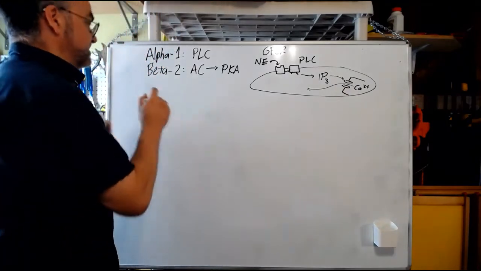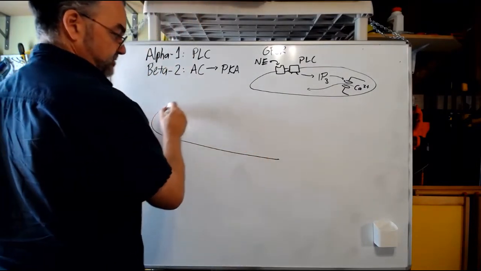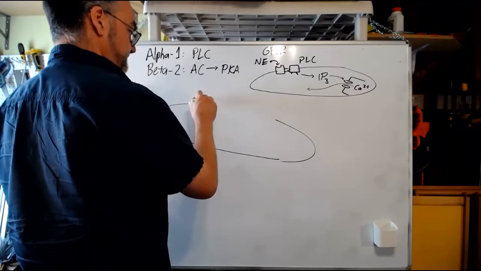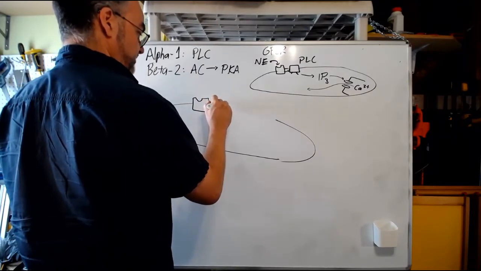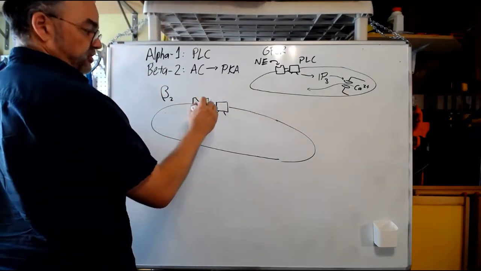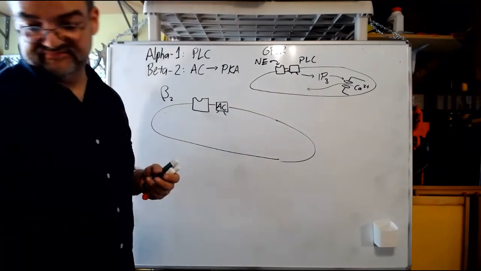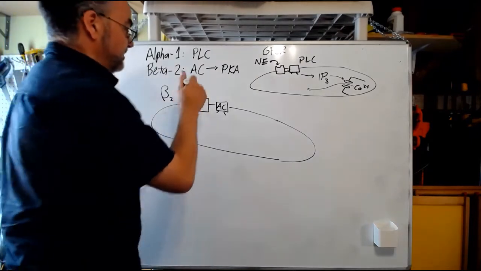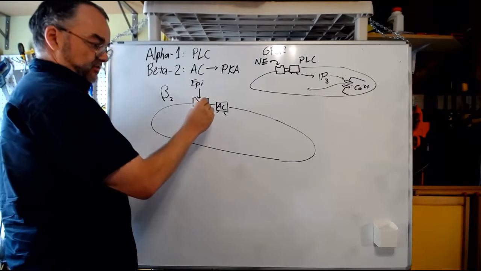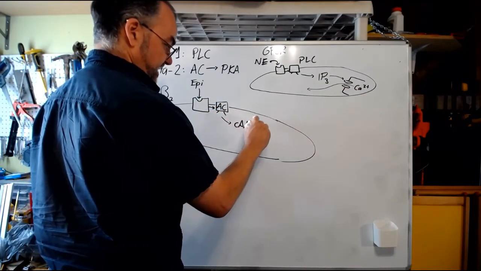Now, compare that to the beta-2 receptor. So now imagine that we're looking at a smooth muscle cell, but this one has a beta-2 adrenergic receptor. The beta-2 receptor is connected to adenylyl cyclase. So, in this case, it responds better to epinephrine. So epinephrine binds to the receptor, which activates the adenylyl cyclase, which makes cyclic AMP.